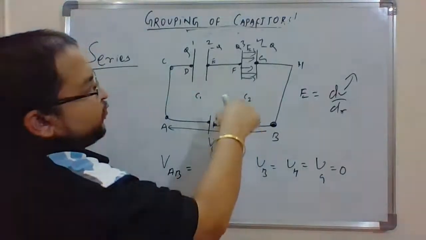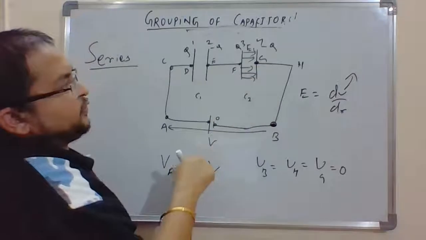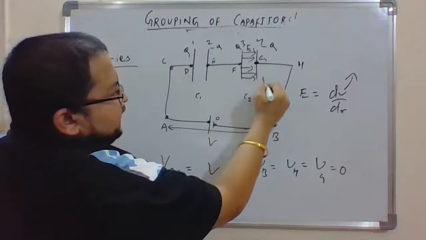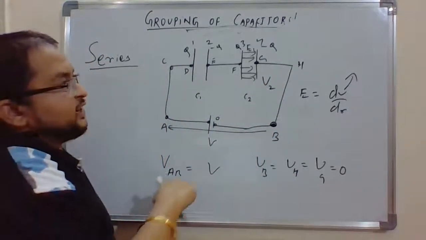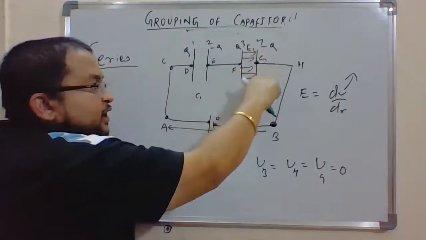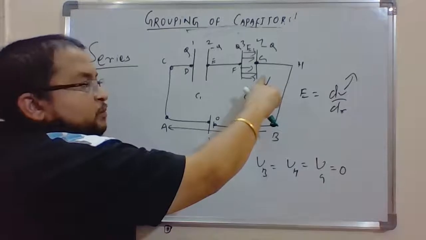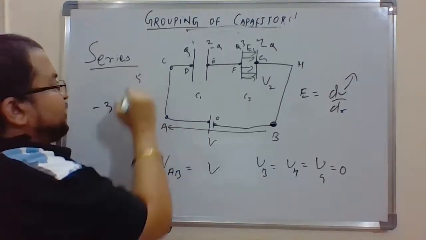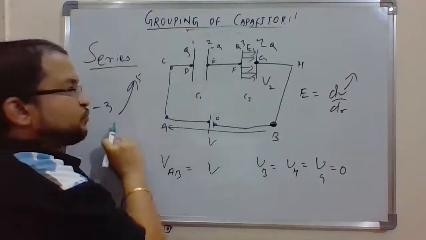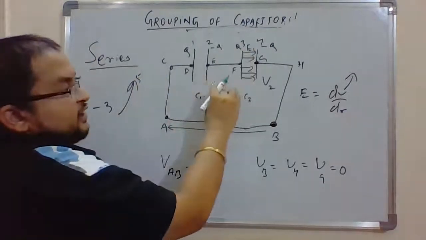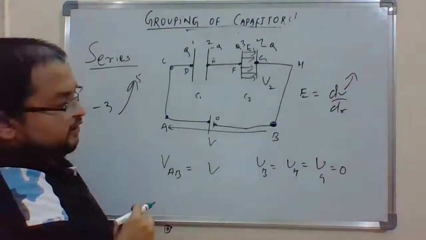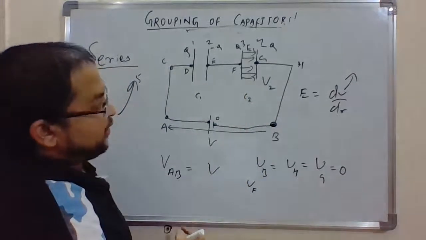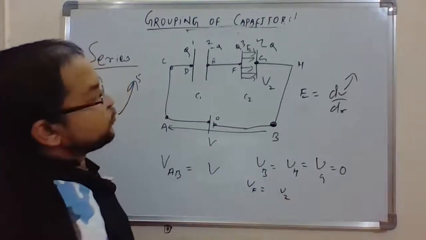So when I go from G to F, there would be some potential gain. Let us say that potential gain is V2. Why am I saying potential gain? Because I'm going from the negative terminal of the capacitor to the positive terminal. If I'm going from -3 to +5, obviously I am getting a rise. So the potential gain would be V2, and the potential at point F will be V2.